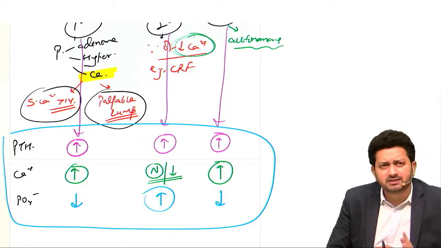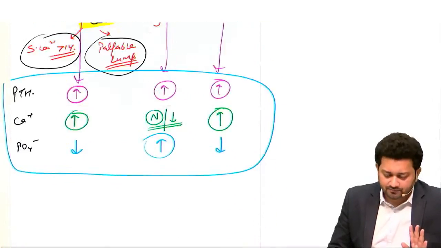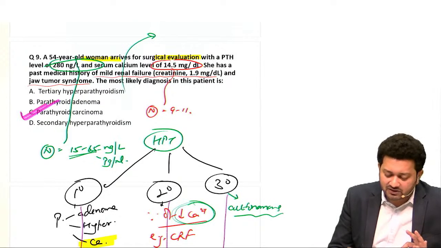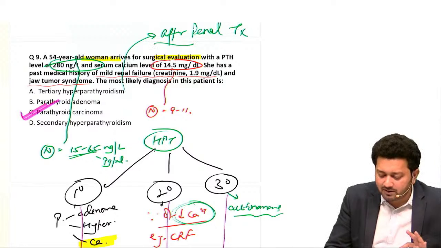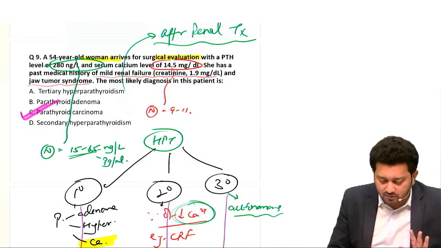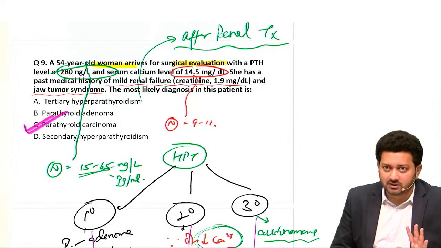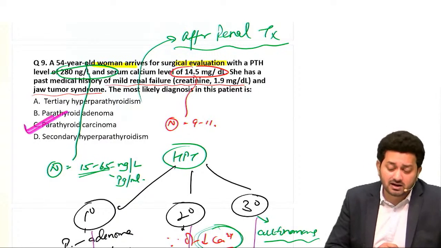Yes, MEN1 is parathyroid adenoma or hyperplasia usually. So the answer here is carcinoma. Why not A? Because tertiary hyperparathyroidism is seen when there is some history of renal transplant. Just remember like this. If they want to ask you about tertiary, they will give you that after renal transplant the patient is having the same thing. Nothing is given in this question that the patient underwent renal transplant.